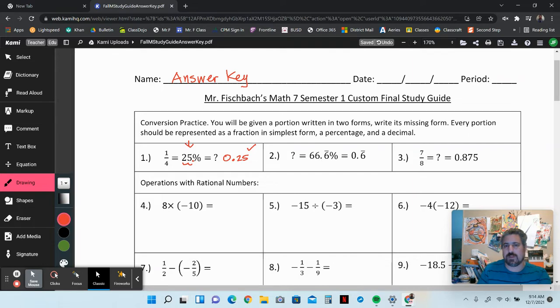So over here, we have question mark is equal to 66.6 repeating percent is equal to 0.6 repeating. So this is a little trickier because it's got that repeating element to it, but we want to write it as a fraction. We have the decimal, we have the percent, we don't have the fraction. We'll go back to the focus. I think it works a little better.